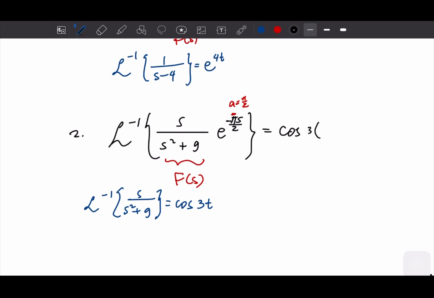So t needs to be exchanged with this a: t minus pi over 2, and multiplied with the Heaviside function, also t minus pi over 2. So every time you identify a function multiplied with e to the power of negative something, and we have a variable in that power, you can identify this as the second translation theorem, the inverse second translation theorem.